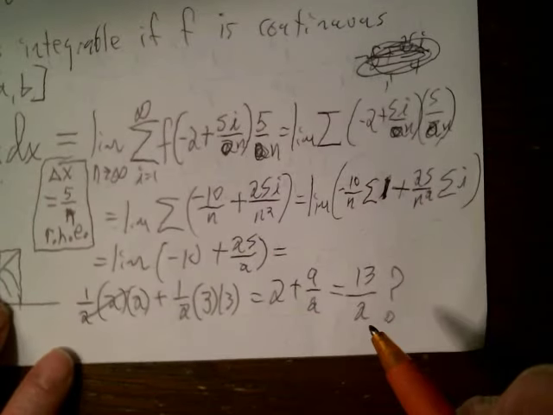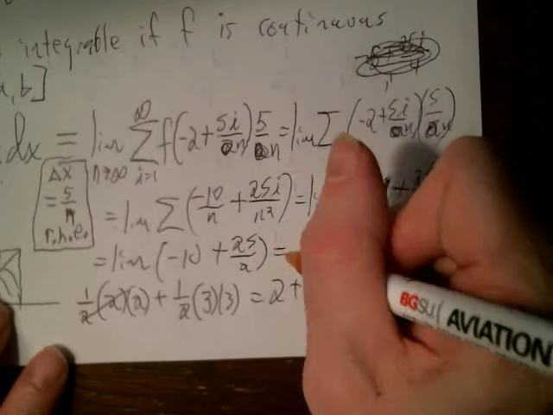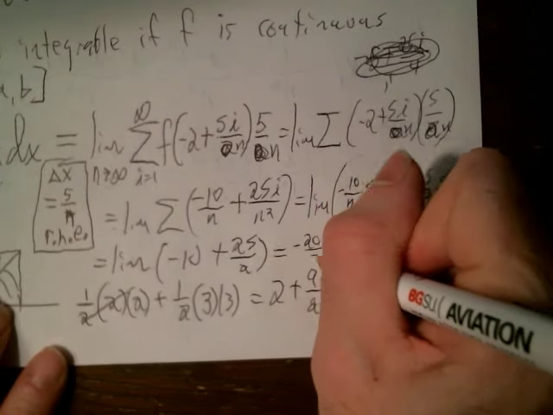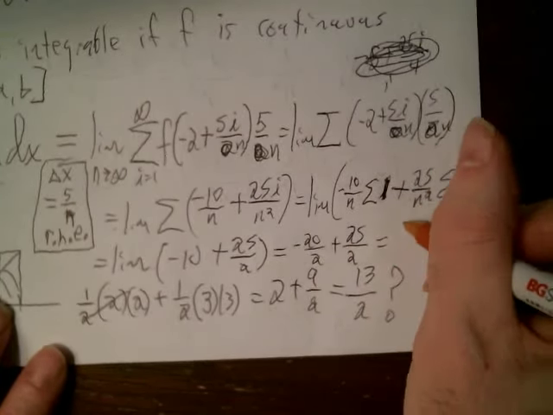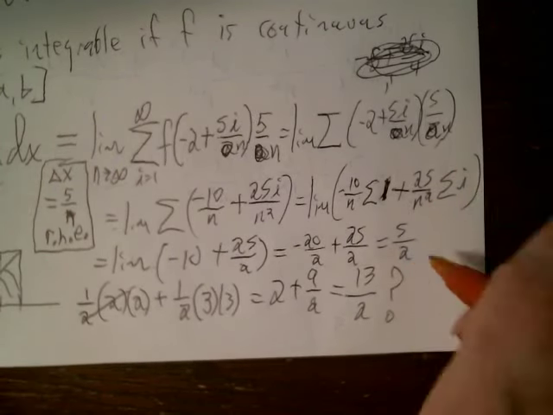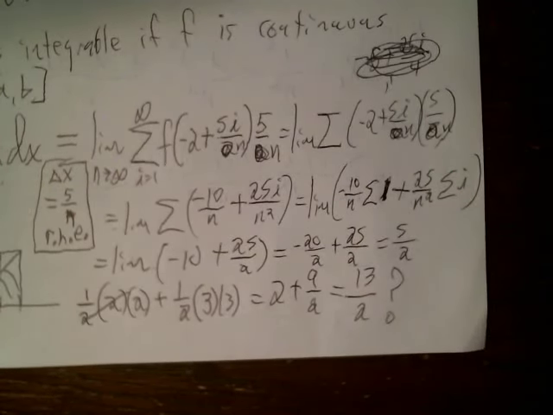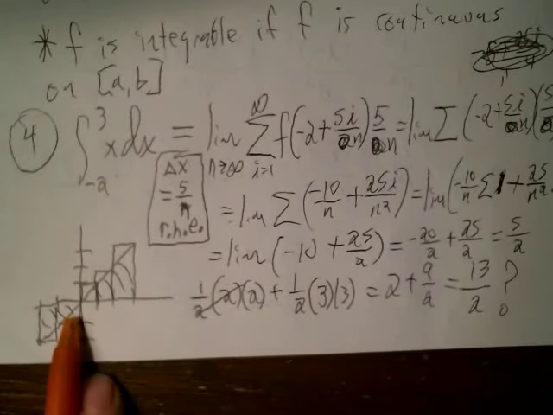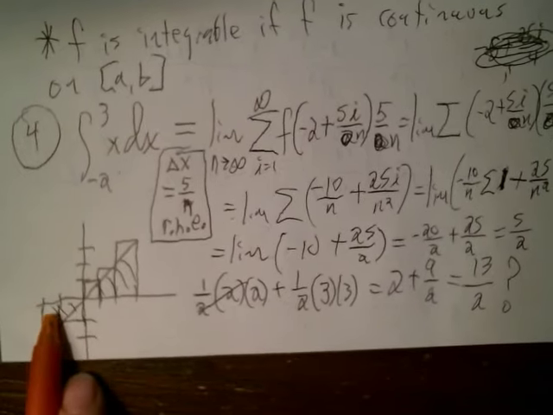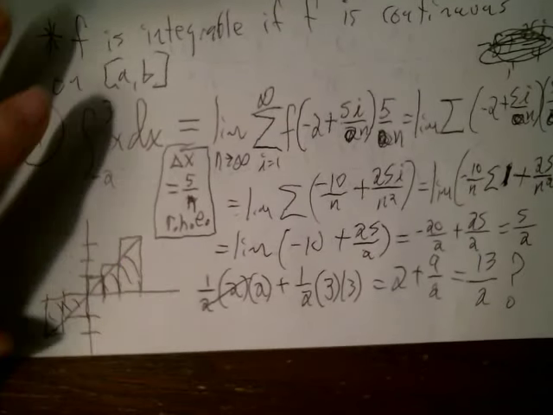And then the limit of a constant is just a constant, so we're getting -20 halves plus 25 halves, and certainly that's not equal to 13 halves, right? So what happened? What was the issue? Well, it's just what I said it was. When you're adding up these rectangles, they'll actually be negative. So you're getting negative area over here plus positive.